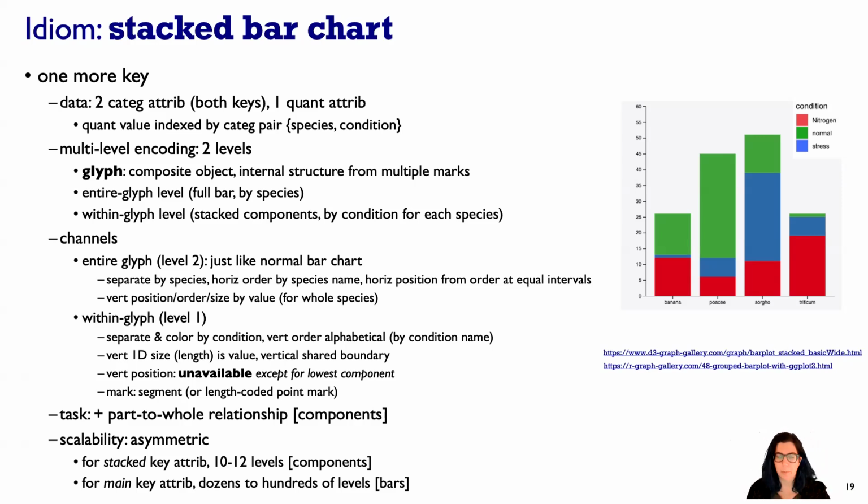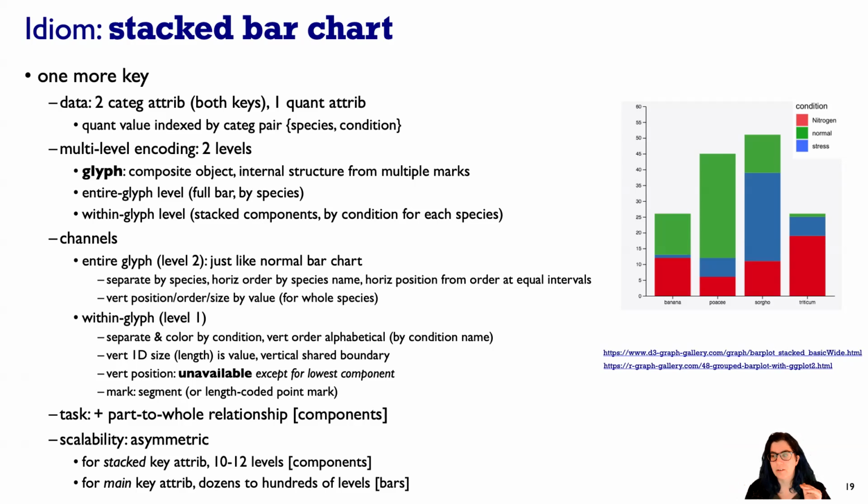Well, we're separating according to position, and we're color coding by that condition. And then the vertical order is just, if we look at the legend, we see it's alphabetical by the condition name. Now, size means something. The size of each of those segments is meaningful. And notice how they do have a shared boundary, right? Where the red one stops, the blue begins. Where the blue stops, the green begins.